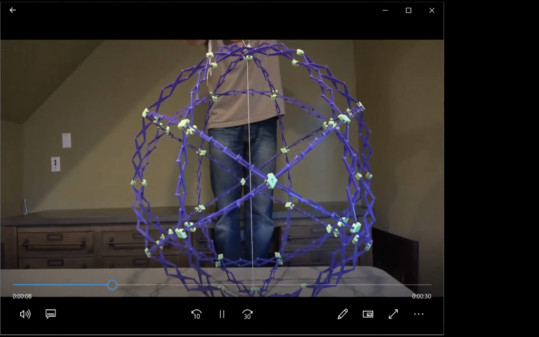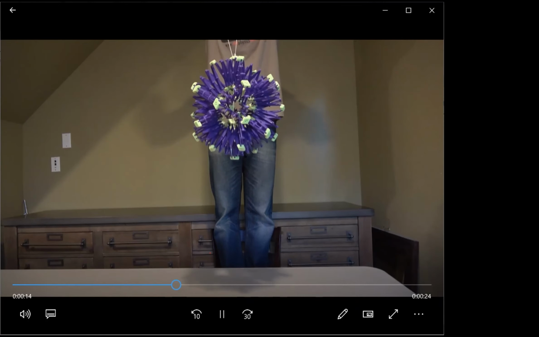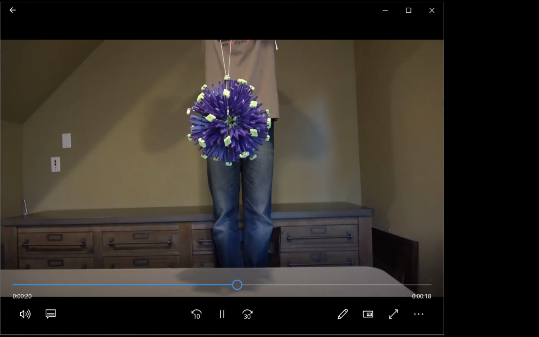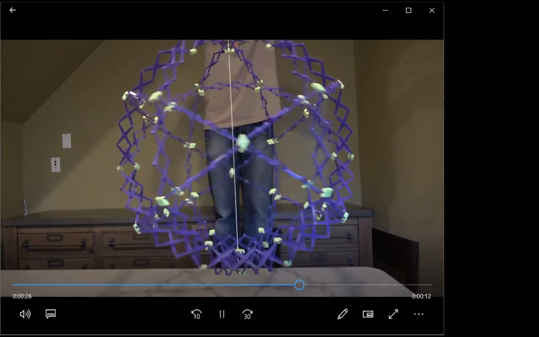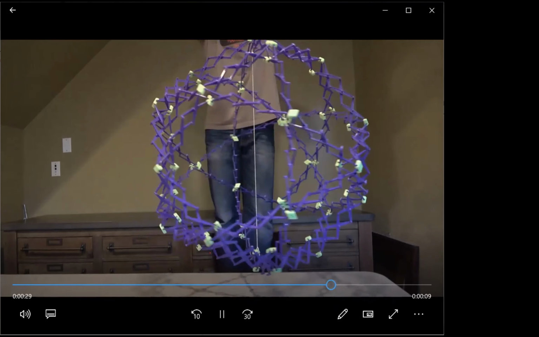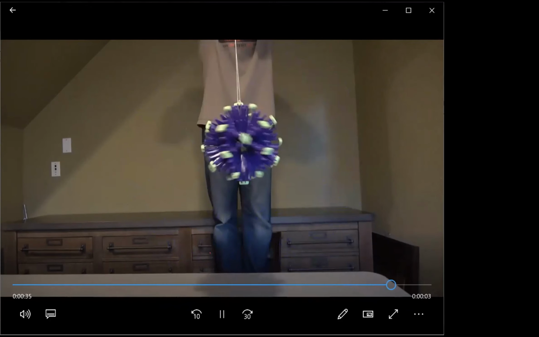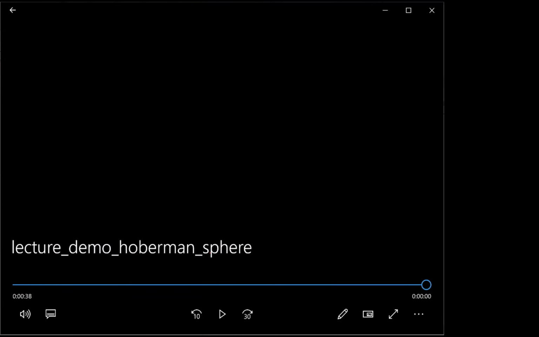This is a Hoberman sphere. I've rigged mine up with a couple of strings, so I can make it bigger and smaller. Now I'm going to get it rotating, and I'm going to change the size. Watch what happens to the angular velocity as the size increases and decreases. Okay. So this is conservation of angular momentum. Okay, we're done with this now.